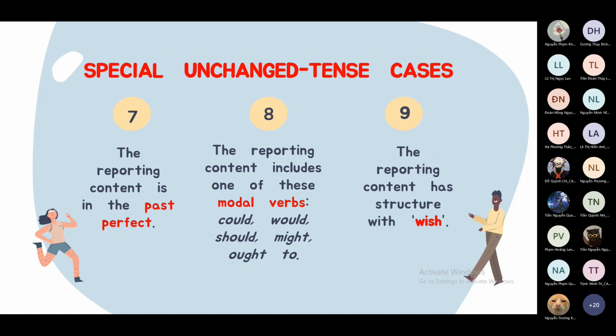Eighth, the reporting content includes one of these modal verbs like could, would, should, might, and ought to. For example, "David might ring today," said he. He said David might ring that day. There is the modal verb might in this sentence, so we don't need to change the tense.